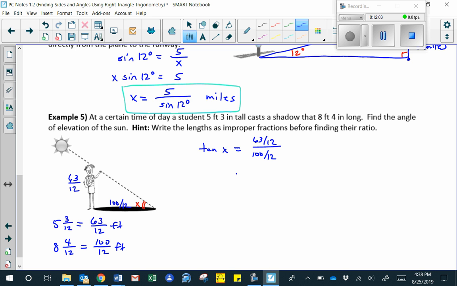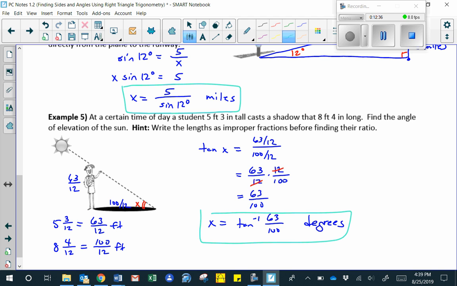We can simplify that division. That would be 63/12 times 12/100. Our 12s will cancel, and that's going to give us 63/100. So x is equal to the inverse tangent of 63/100. And thinking about what that's going to be measured in, we're going to get an answer that's measured in degrees. That's it for today.